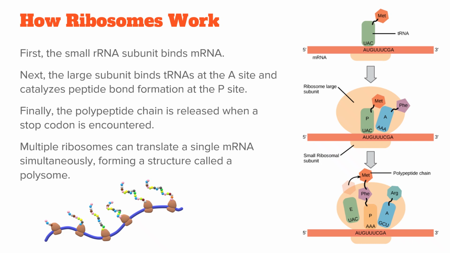Finally, when a stop codon arrives, release factors trigger termination. The chain is released and the ribosome subunits dissociate. Energy from GTP powers several of these steps.